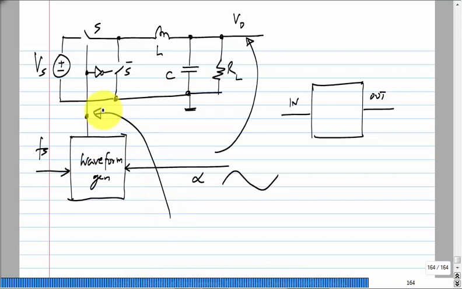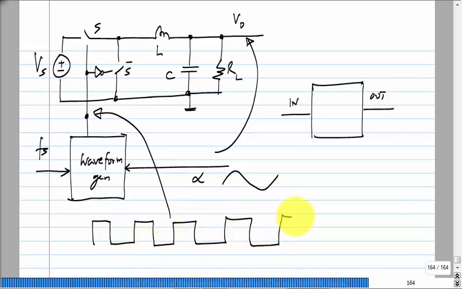What will it look like? The pulses will get wider and wider, and then narrower and narrower. I am not showing it corresponding to a sinusoid, but you understand. You have a periodic signal in which the period is always T s, but the on period keeps changing as a sinusoid.